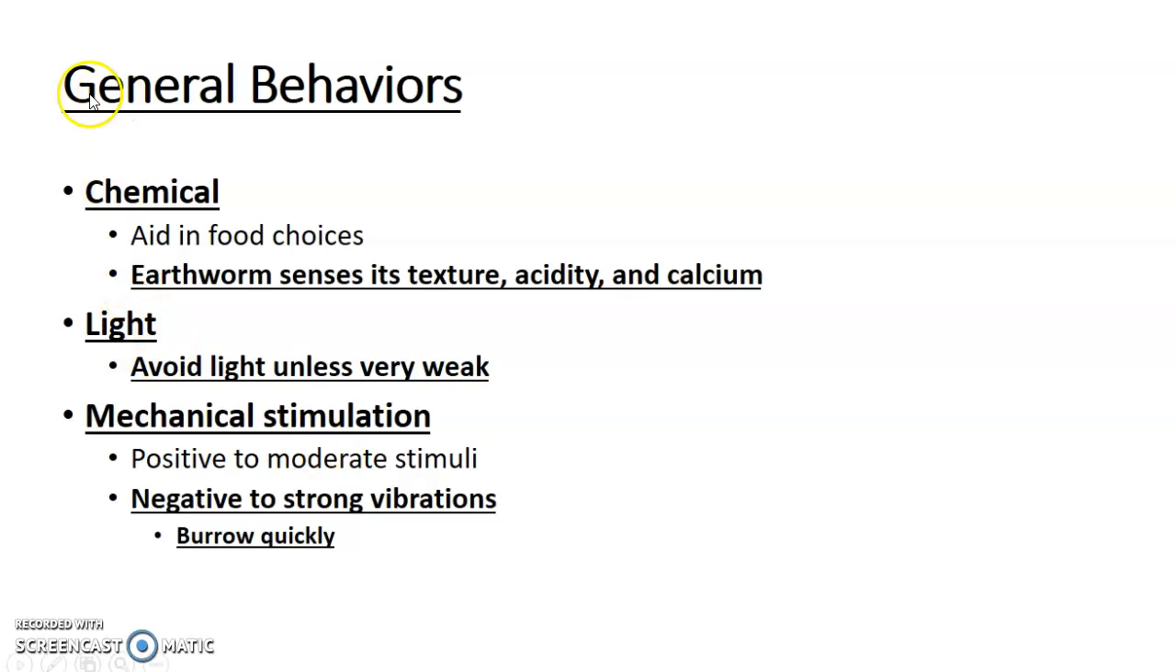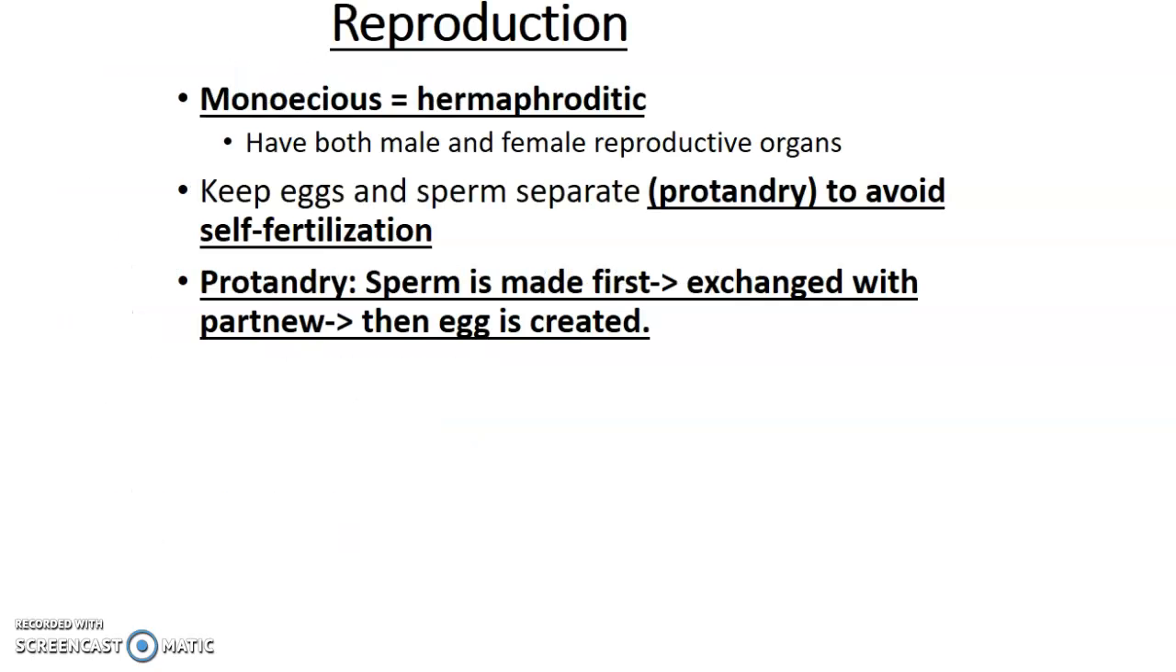They are sensitive to chemicals. They are sensitive to texture, acidity, and calcium, so they can take it into their mouth, taste test it a little bit, and then spit it out. And they are also, like we said before, very sensitive to mechanical stimulation. So strong vibrations, a bird pecking from above ground, a lawnmower, people walking, they are sensitive to that, and they will be able to use their giant axons in order to burrow very, very quickly.